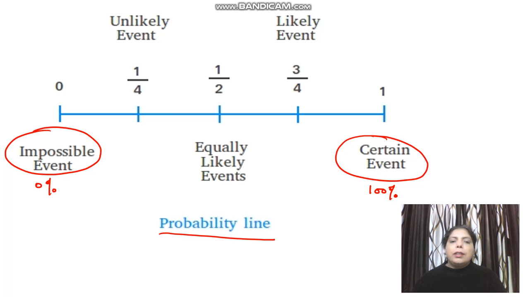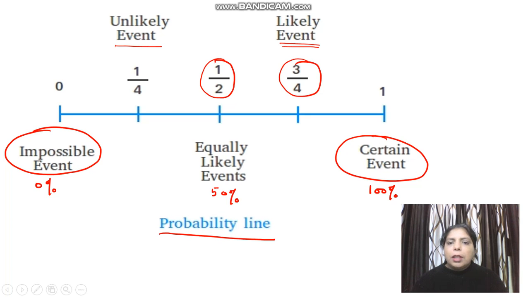Okay, so if I give the probability of half to anything, that means that event has equally likely chances. So that means there's a 50-50 chance of happening. But if the probability of any event is between 0 and half, then it is an unlikely event. It can happen, but the chances are very less. And if the probability is 3 upon 4, then it is a likely event. It's not 100% sure that this is going to happen, but the odds are in favor of this event.